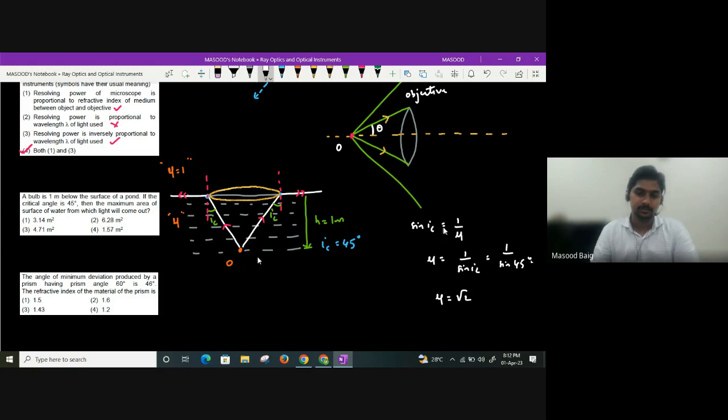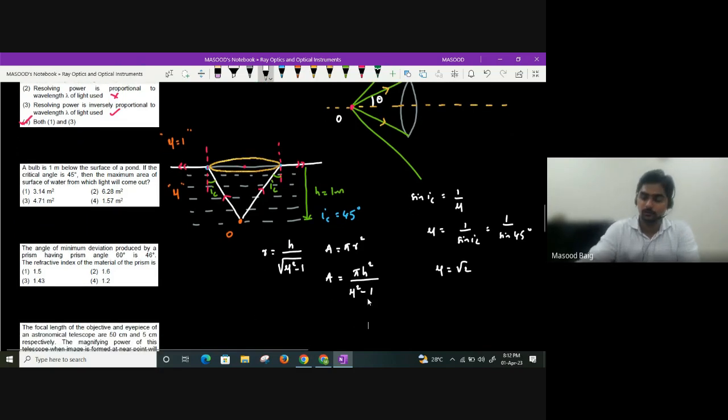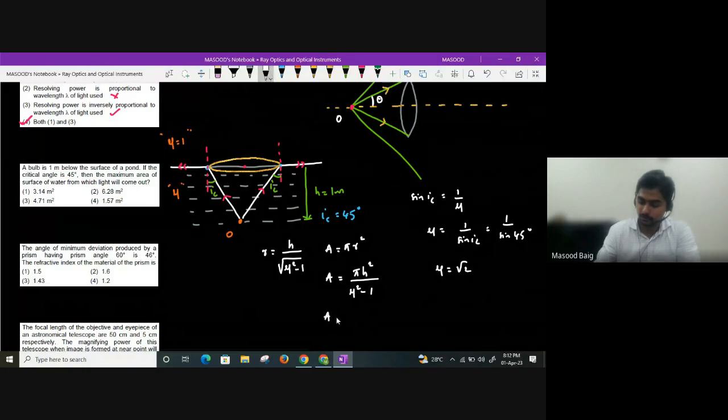They're asking for the area, right? What is the radius? I have told you the other day, radius is h divided by under root of mu square minus 1. Yes. They're asking us to find the area, which will be pi r square. So I can write it as pi h square divided by mu square minus 1. The mu value we got is root 2. Mu square will be 2, minus 1 is anyhow 1 only. H square will also be 1 only. What is the pi value, guys? It is 3.14. So you are going to get the area as 3.14 meter square. Clear?